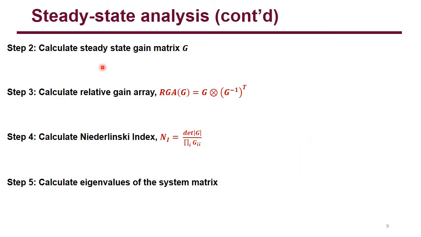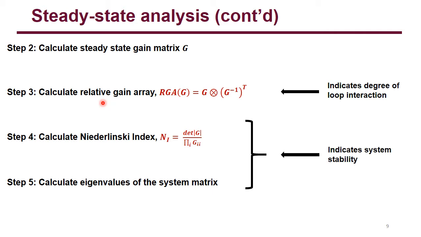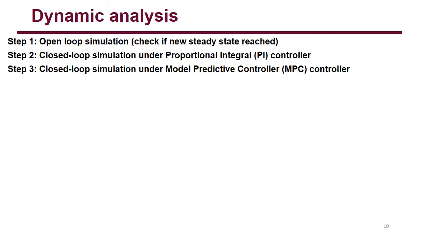In step 2, we calculate the hysteresis gain matrix. In step 3, we calculate the RGA, or relative gain array. RGA indicates the degree of loop interaction. Then we calculate the Niederlinski index, and also we calculate the eigenvalues of the system matrix. These together indicate the system stability. Then we proceed to a dynamic analysis.